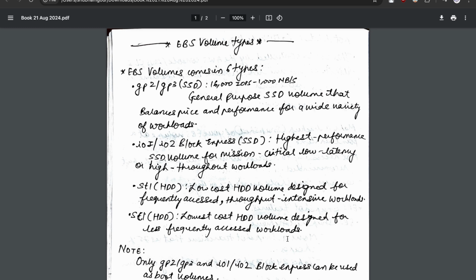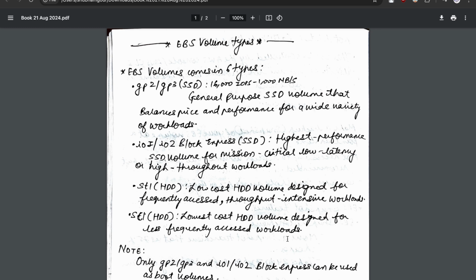Now let us understand io1 and io2, which are also known as block express solid state drives. They provide high performance, and are basically used for mission critical applications which require low latency and need high throughput workloads. Let's move forward with another categorization, that is st1, which is for HDD.